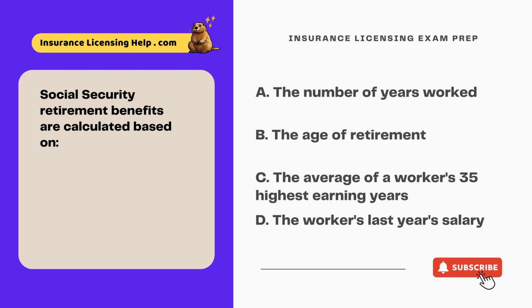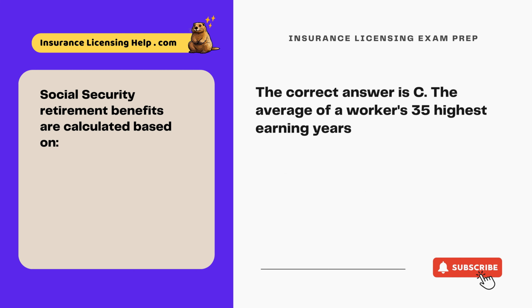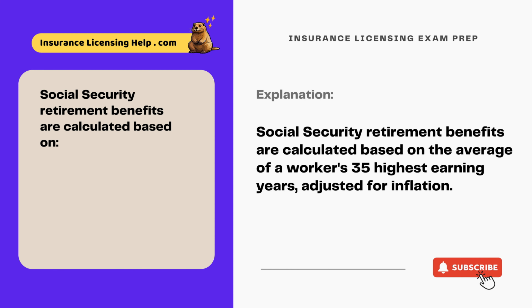B. The age of retirement. C. The average of a worker's 35 highest earning years. D. The worker's last year's salary. The correct answer is C. The average of a worker's 35 highest earning years. Social Security retirement benefits are calculated based on the average of a worker's 35 highest earning years, adjusted for inflation.